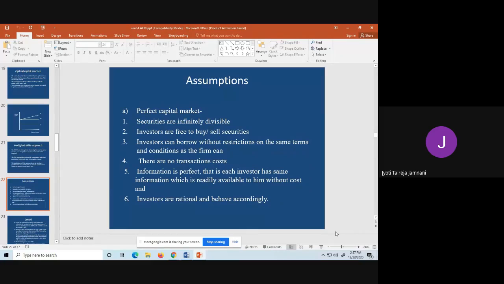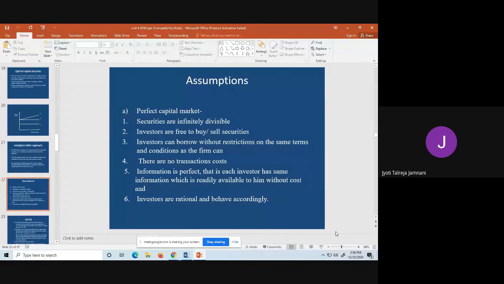So the fifth one, information is perfect. How many of you believe that each one of us has the same knowledge of the stock market? No, ma'am. No, we don't, because if I am a broker, I'll have more knowledge than you people as an investor. And if I am a company owner, I will have more knowledge about my company's shares than the broker or the investor. So there is something called insider information, which is available only with a few people, and on that information they try to make profits by investing in the stock market. It is not available freely to everybody. So this is also an assumption.